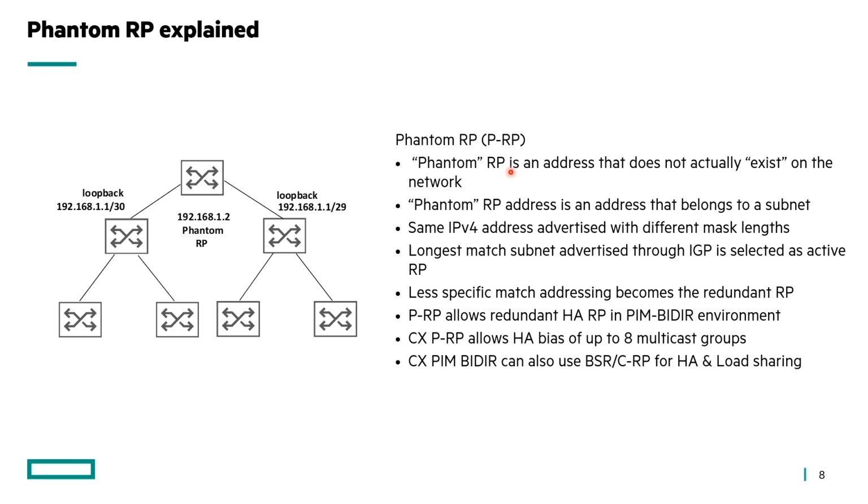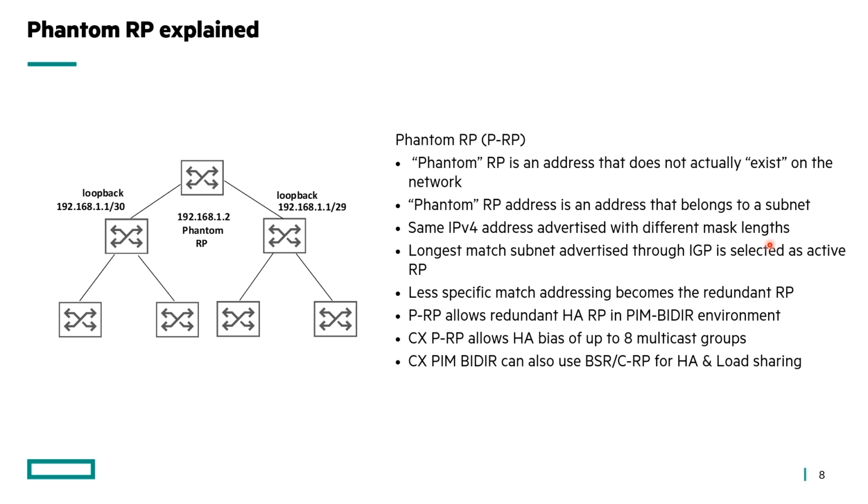Now let's go over phantom RP. So a phantom RP is an actual address that does not actually exist on the network, and hence the name Phantom. The Phantom RP is an address that belongs to an actual subnet and is only pointed to effectively in our setup. So the same IPv4 address is advertised with different mask lengths.